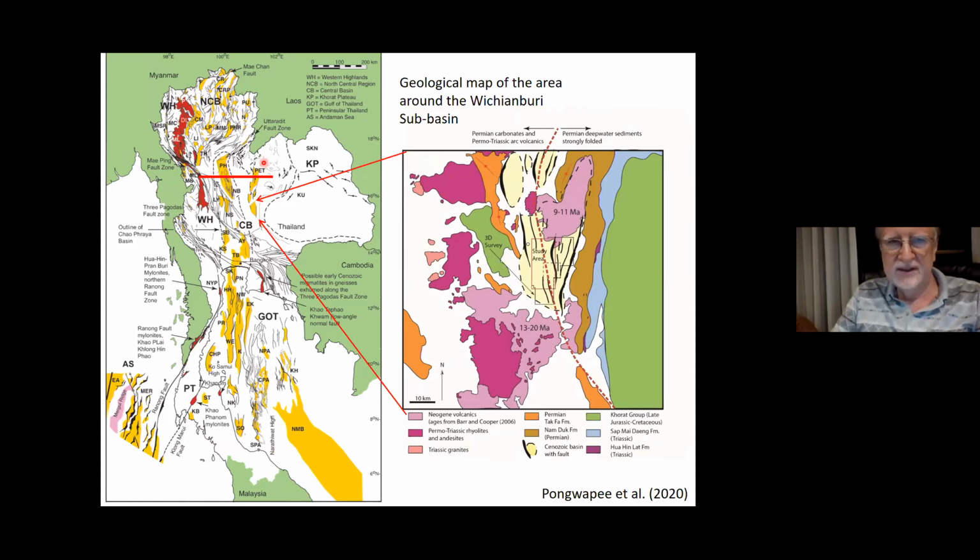So the first example, we'll look at the Phetchabun Basin here in just the southern part of this. And this is located entirely within the Indochina block. This is the rift here. And this color denotes Permian carbonates, platform carbonates. These are deep water Permian sediments.